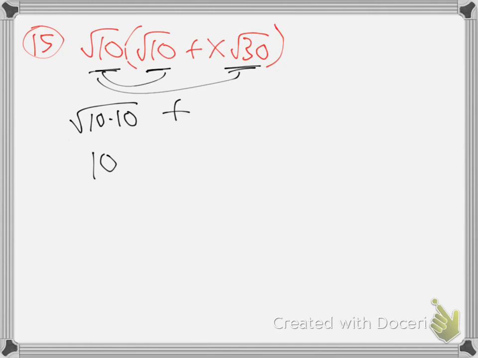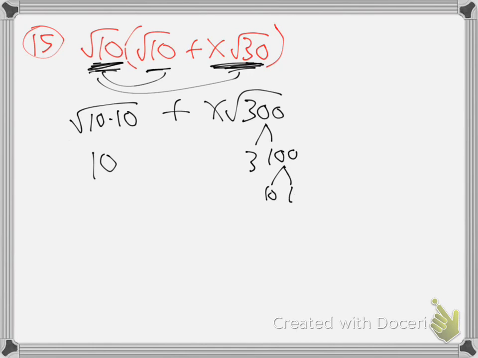Plus... Okay, now what's going to happen when the root 10 goes to the x root 30? Who's the 10 going to multiply? Insiders with insiders. People in the prison interact with people in the prison. Insiders with insiders. So that's going to make 300 in there, huh? Good. And then what do you do with the square root of 300? That's 3 times 100. 100 is 10 times 10.